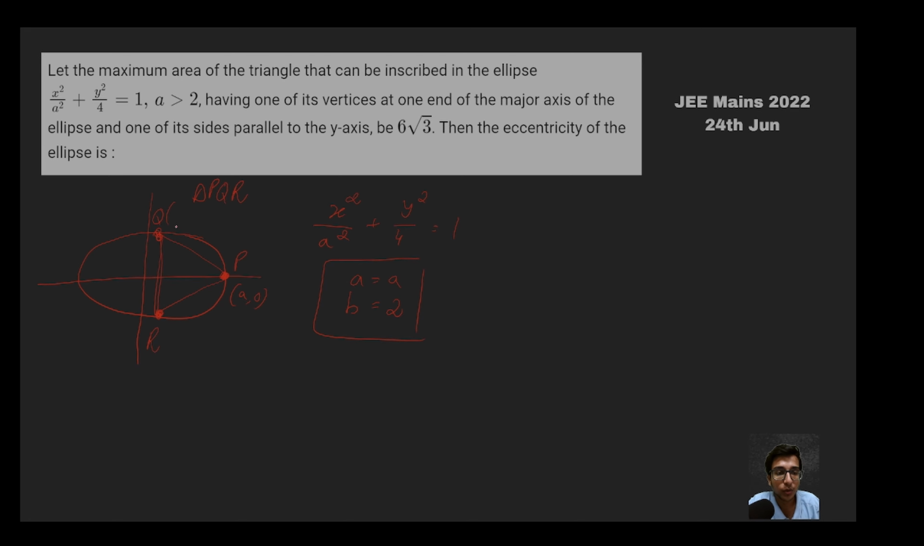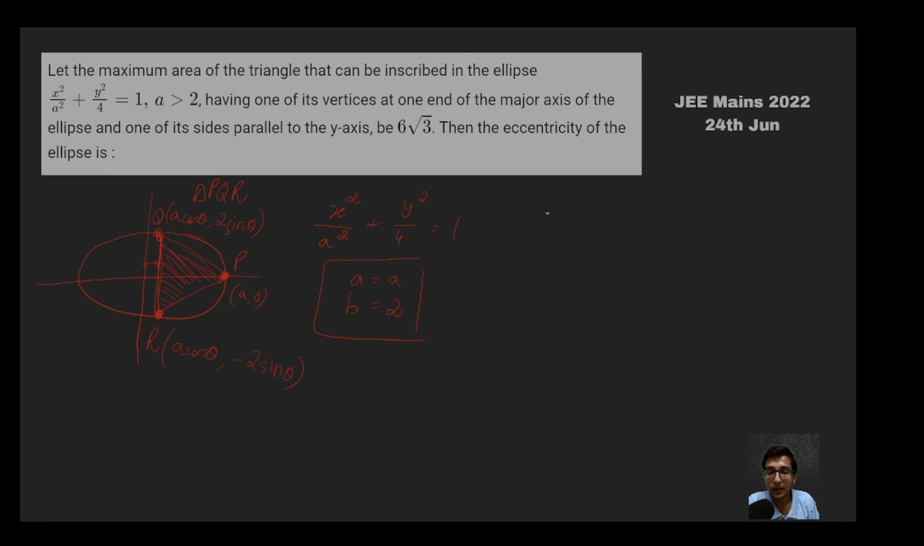Let us assume that the Q point is in parametric form, which is (a cos theta, b sin theta), and b we know is 2, so 2 sin theta. So what would R become? R would be a cos theta, since the distance from the x-axis is the same for R and Q, and the y-coordinate would become minus 2 sin theta. Since the height is the same, however it is just below the x-axis, that is why R would become this. Now let us try to find out the area of this triangle, which is maximum.